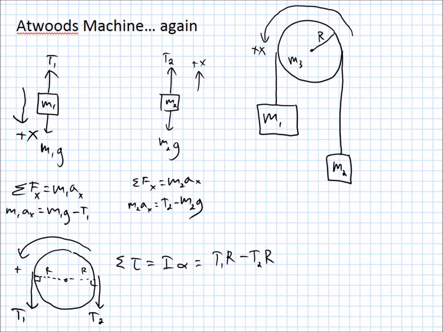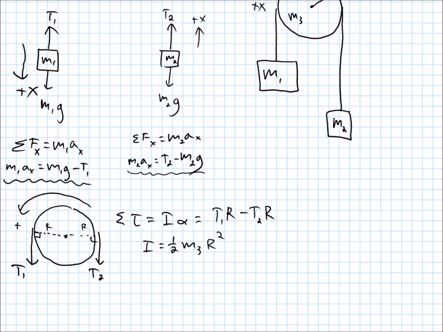Alright, so one more thing that wasn't given: we do know the mass of the pulley. If we assume that the pulley is just a uniform disk, then our equation for I will be equal to 1/2 mass m3 r squared. Okay, so we also have alpha in the above equation there.